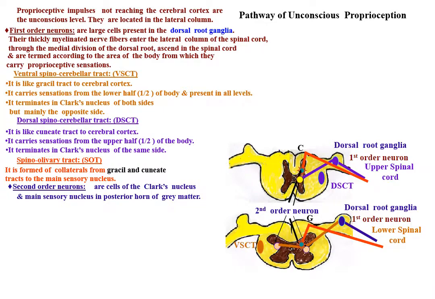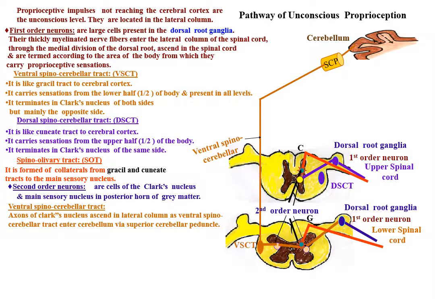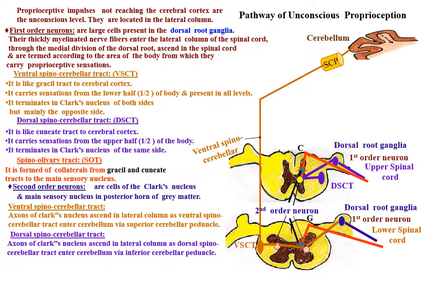the gray matter. For the ventral spinocerebellar tract, the Clark's nucleus axons ascend in the lateral column as the ventral spinocerebellar tract and enter the cerebellum via the superior cerebellar peduncle. For the dorsal spinocerebellar tract, the Clark's nucleus axons ascend in the lateral column as the dorsal spinocerebellar tract and enter the cerebellum via the inferior cerebellar peduncle.